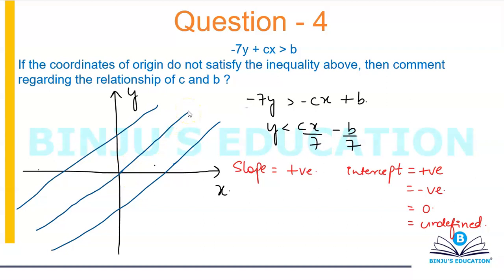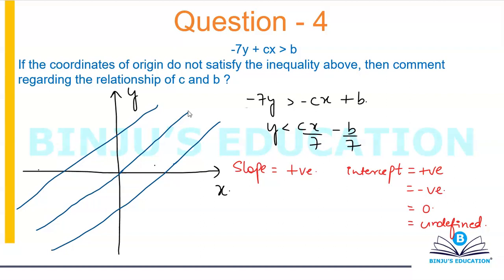And second case is slope positive, intercept is undefined. Now intercept undefined, that means the line will not intersect the y-axis at all. Now think about this for a moment. Is it possible that the line should pass through first and third quadrant and it should not intersect the y-axis? The line should pass through first and third because the slope is positive, and it should not cut the y-axis. Is that possible? No, it's not possible, right? So fourth case is not possible. So we're going to keep that aside.